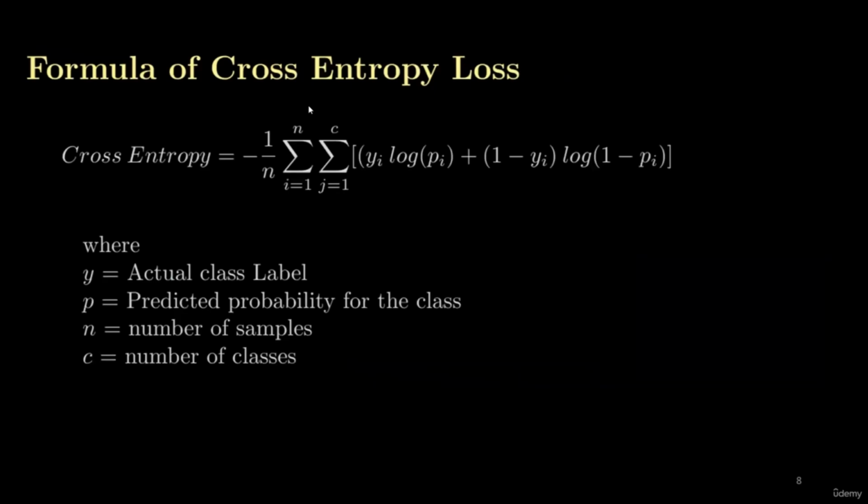Now this is the equation for the cross entropy loss. Here we have a few important variables. The first variable is y. y is the actual class label, or the ground truth. p is the predicted probability for the class, that is, the probability of the class predicted by the model. N is the number of samples and C is the number of classes. So this is the cross entropy loss. It is based on the logarithmic value of the probability of the class predicted by the model.